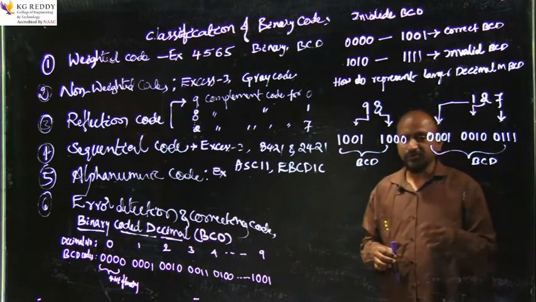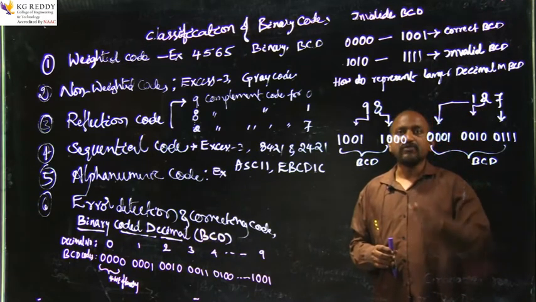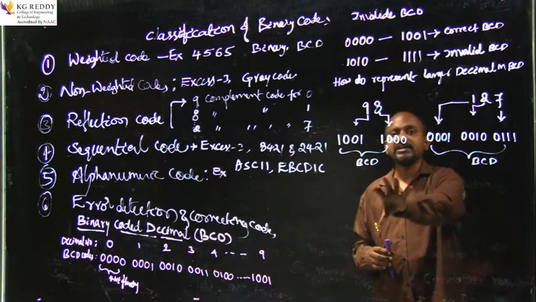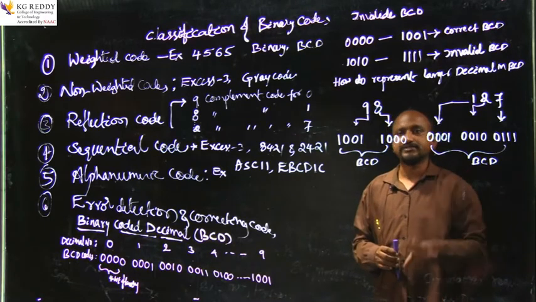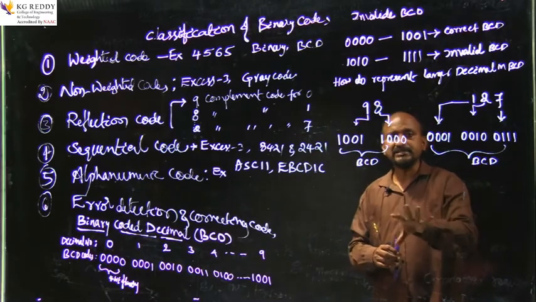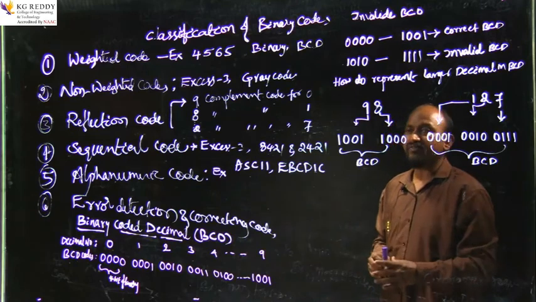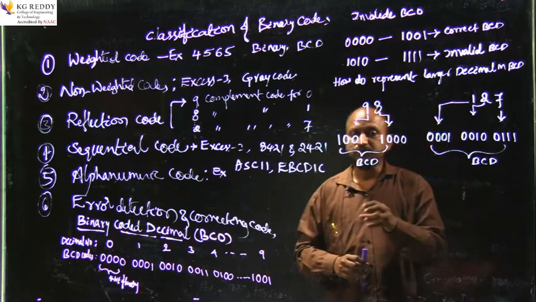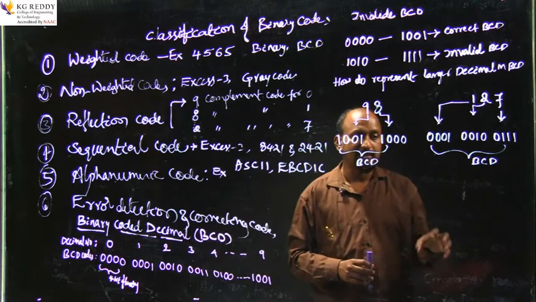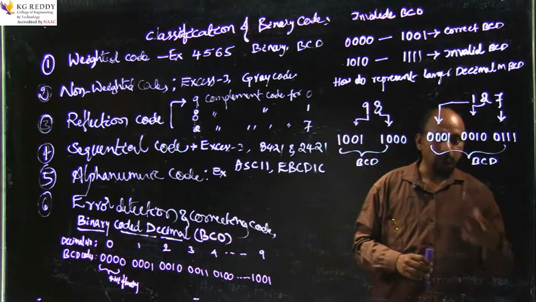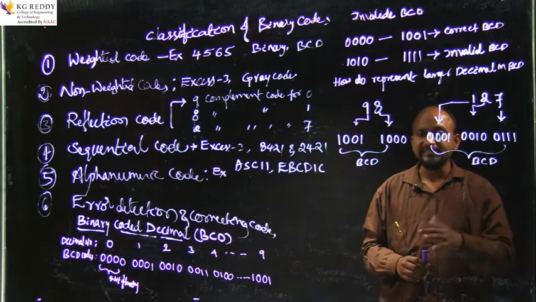So here we are going to discuss BCD, what are the advantages and disadvantages of BCD. The advantage of BCD is that it is an easy way of representing the decimal numbers 0 to 9. Similarly in binary codes, there is no change. Both are easy ways of representing them.